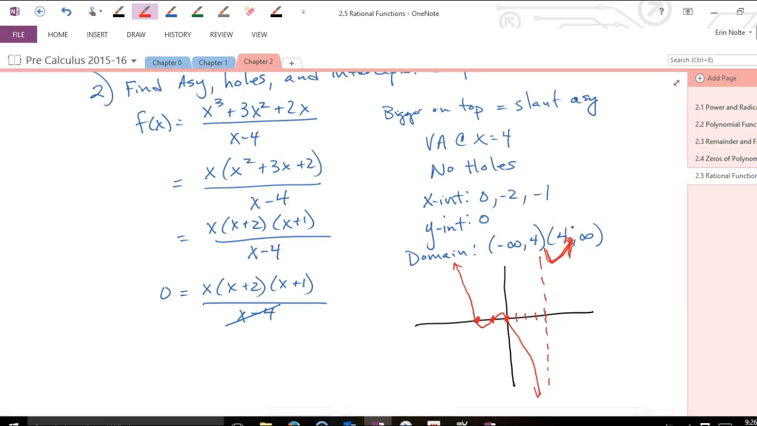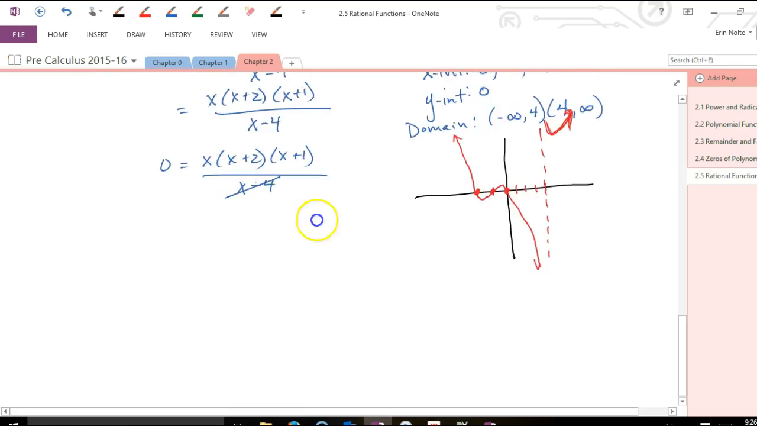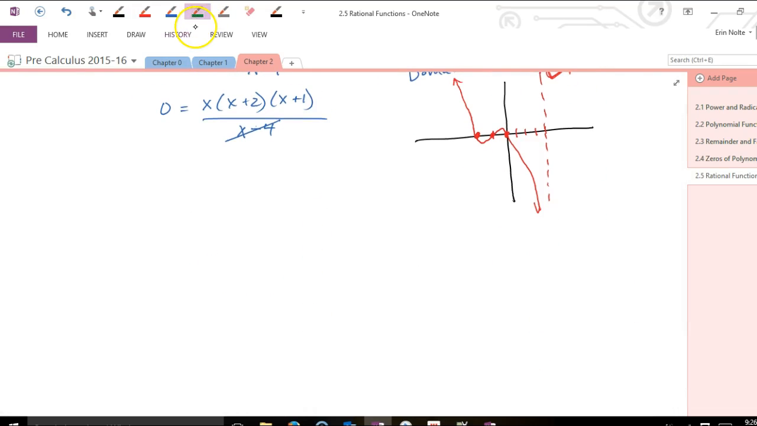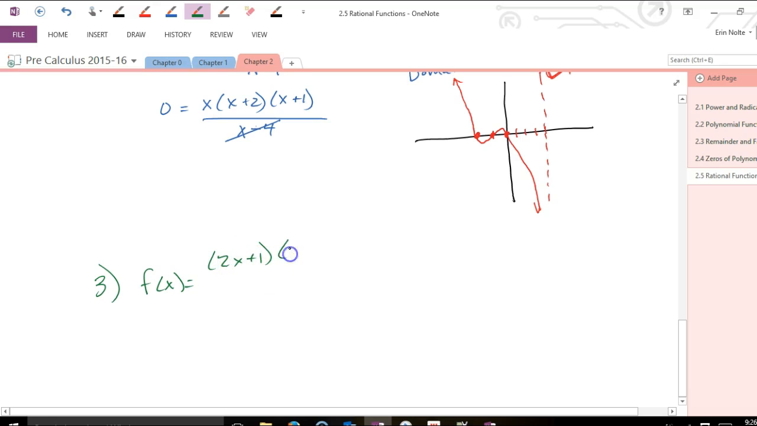Okay, so let's just do one more, to make sure that we really got this down. We'll do the same things here: find the asymptotes, intercepts, domain, holes if there happen to be any, and then we'll graph it.